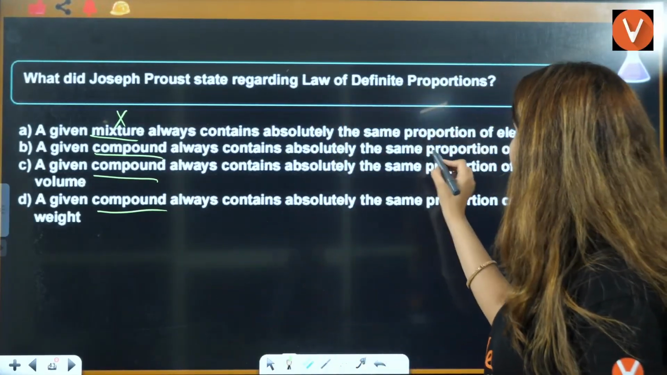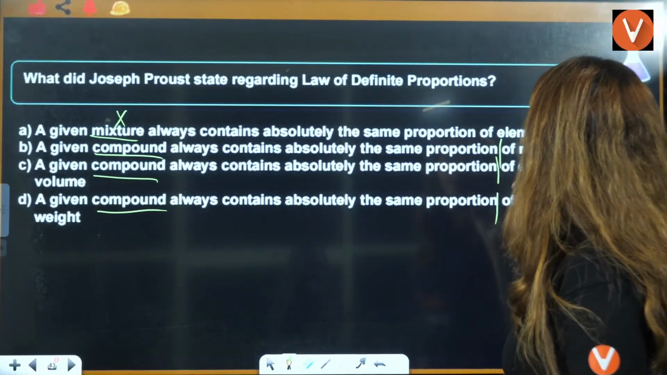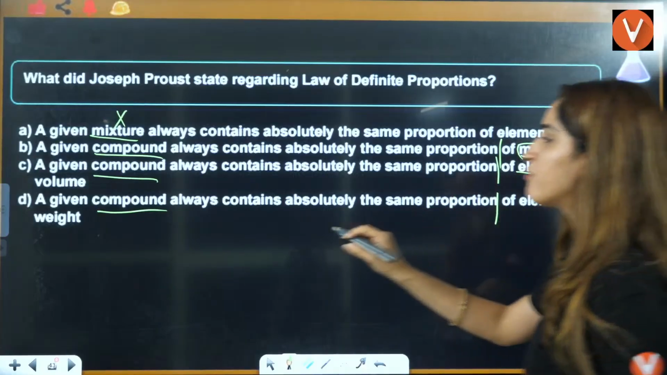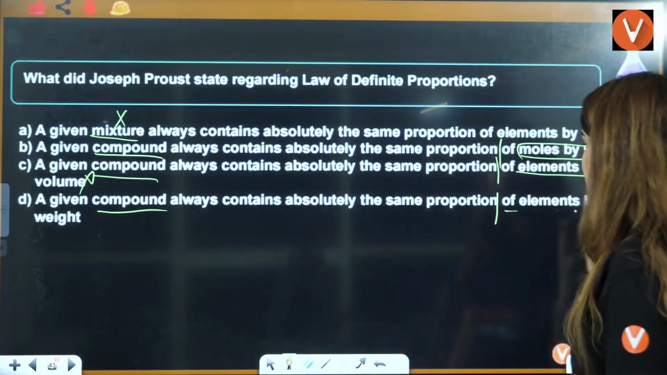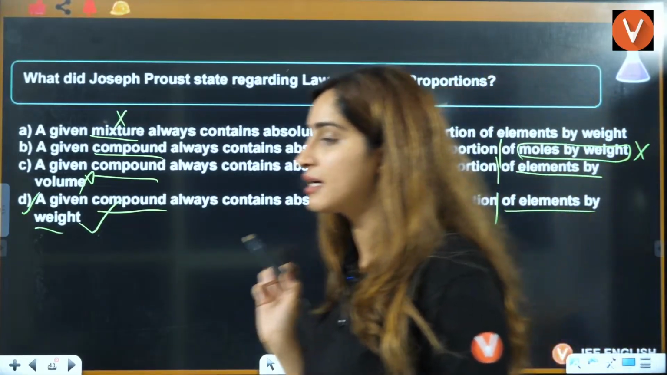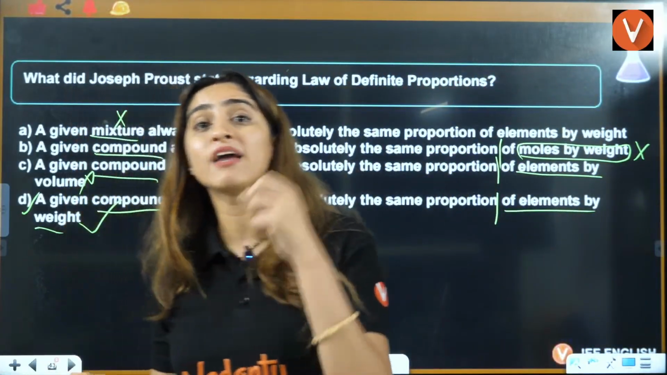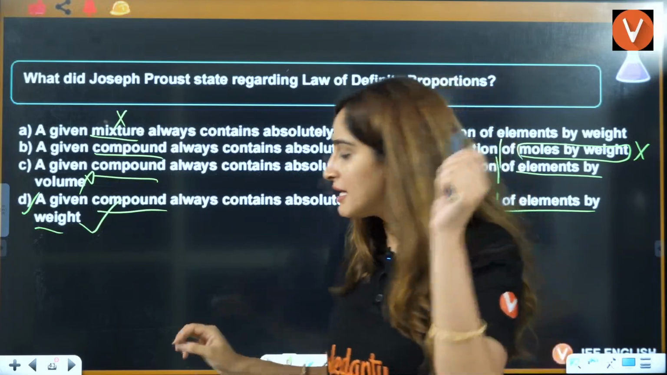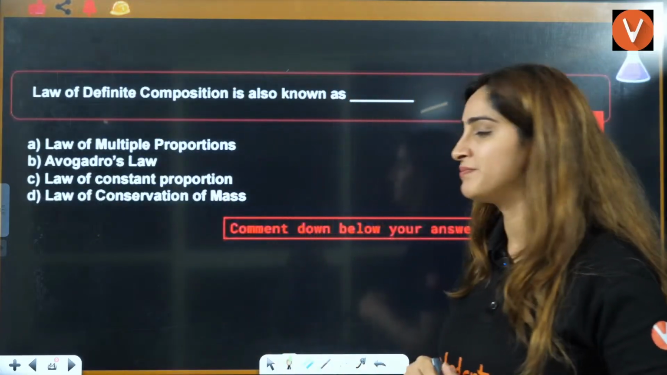Always contain absolutely same proportion, till here everything is same. Of moles by weight, no. Of elements by volume, no. Of elements by weight, yes. So answer will be D is the correct answer. He said that by weight it has to be same, right? He never talked about volume or anything. The statement was by weight, right?